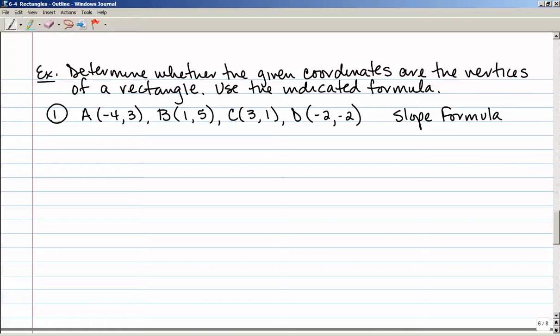So one important thing about a rectangle is that it has 4 right angles. So in a rectangle, consecutive sides need to be perpendicular to each other. So I'm going to use the slope formula to figure out if consecutive sides are perpendicular.